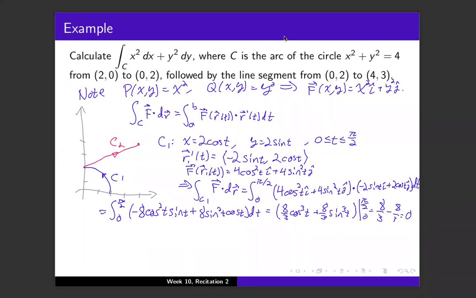But now let's look at C2. Again, we can say that r of t is going from (2, 0) to (0, 2): (2, 0) plus t times (-2, 3), which in this case is (2 plus 3t).